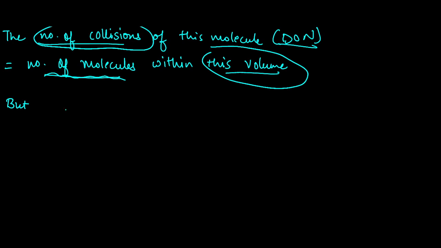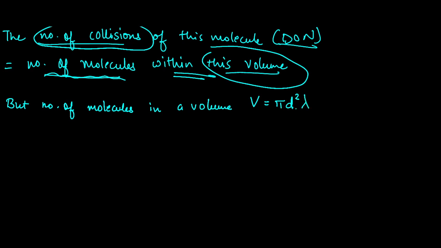So we now start talking about what is the number of molecules within this volume. Number of molecules in a volume, how much volume? V equal to pi d square lambda. We have already found this, I am just writing it. So number of molecules in a volume V is... how do we find it? We have to find n, right? Number of molecules. So to do that, we will use this idea.